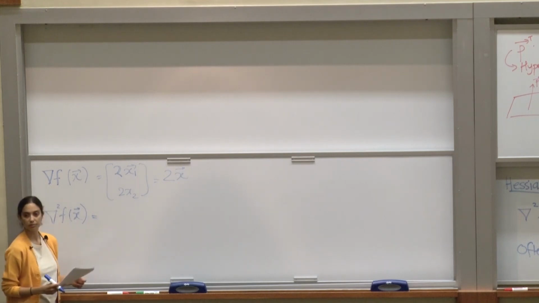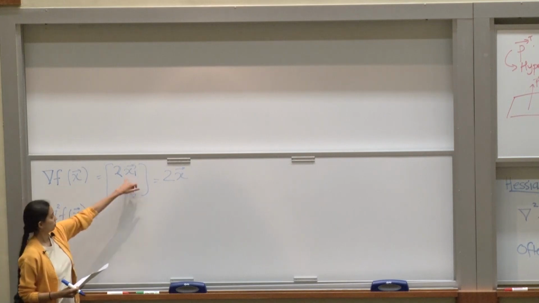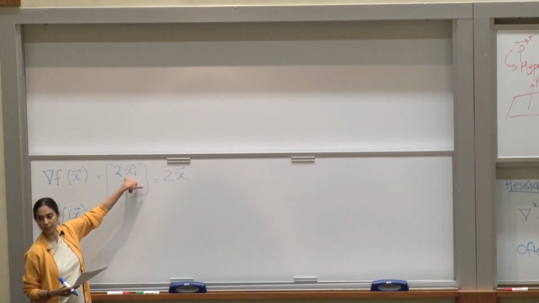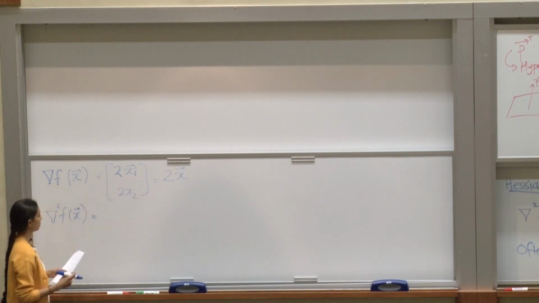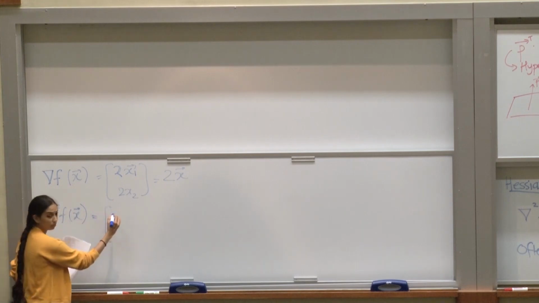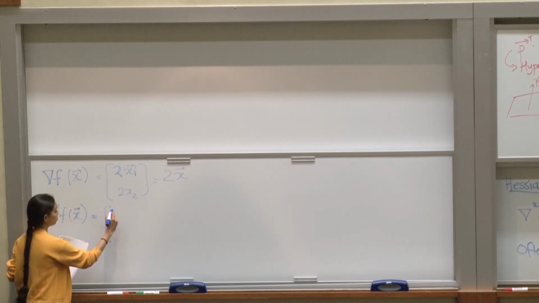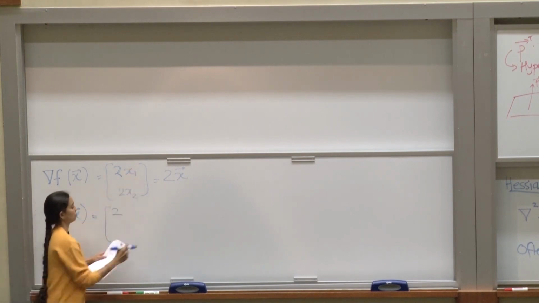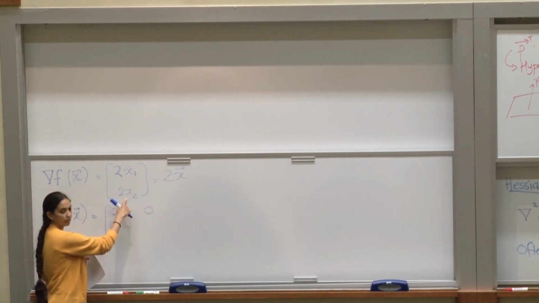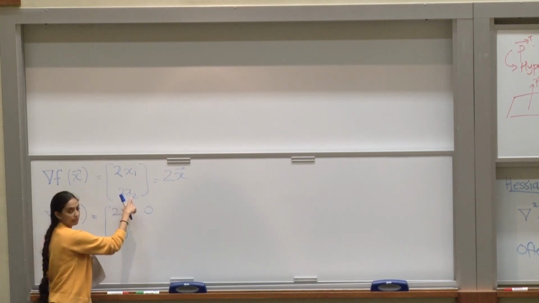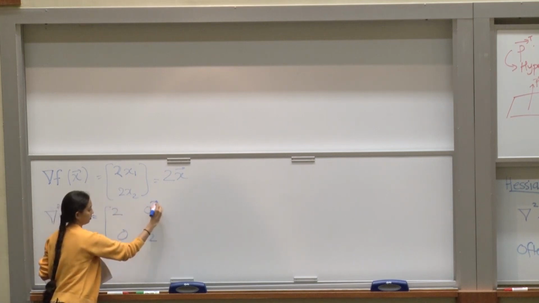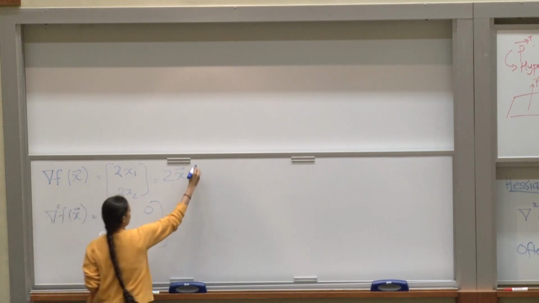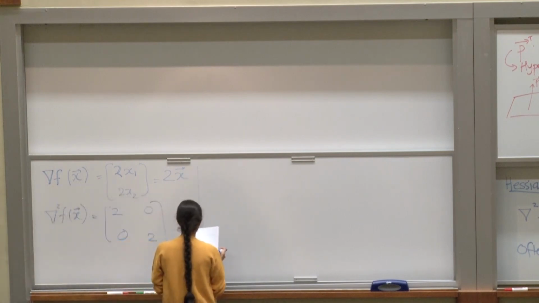What do you get out? I want to take the derivative of this with respect to x1. What do I get? 2. Derivative of this with respect to x2? 0. Derivative of this with respect to x1? This with respect to x2? Right? Great. So how does Taylor's theorem work out here?